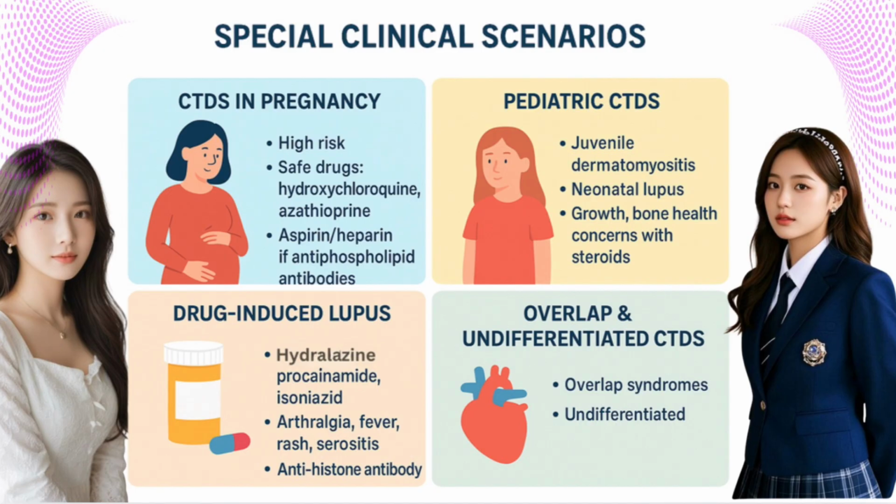Management approach. Ideally, pregnancy should be planned during disease remission. Regular monitoring with obstetrician plus rheumatologist. Ultrasound and Doppler for fetal growth. Serial fetal echocardiography in mothers with anti-SSA Ro or anti-SSB La antibodies.